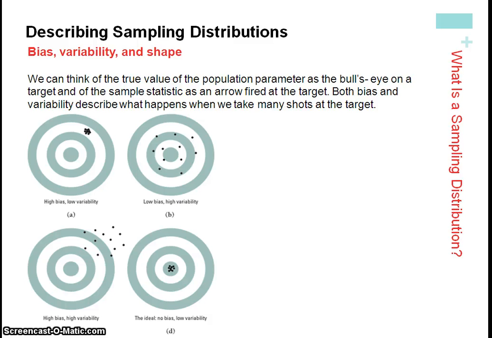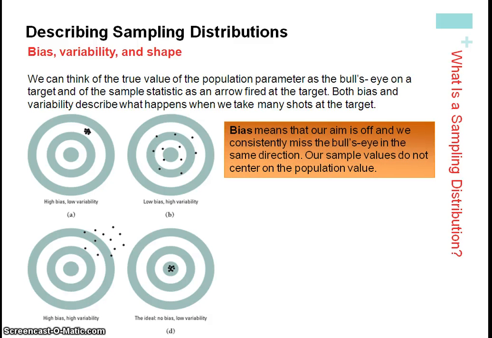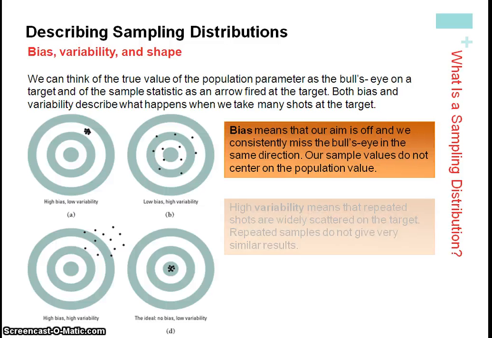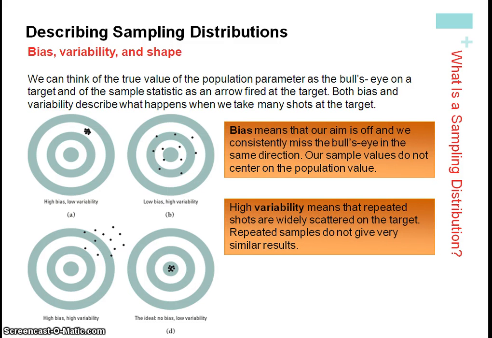Okay, quick discussion. This is our last thing. Bias means that our aim is off and we consistently miss the bullseye in the same direction. Our sample values do not center on the population value. High variability means that repeated shots are widely scattered on the target. Repeated samples do not give very similar results.